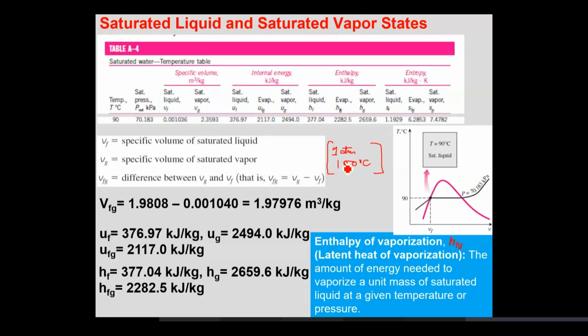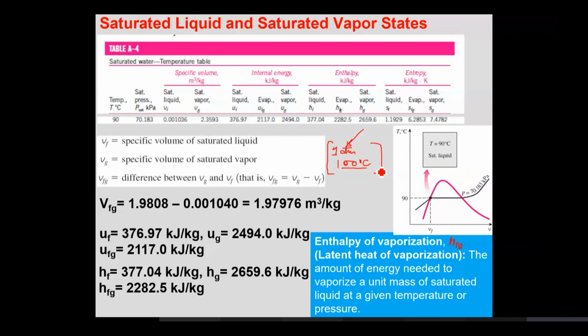With height, your pressure would vary, yes, but if the pressure varies, your boiling temperature would automatically change. So it has nothing to do with the height.